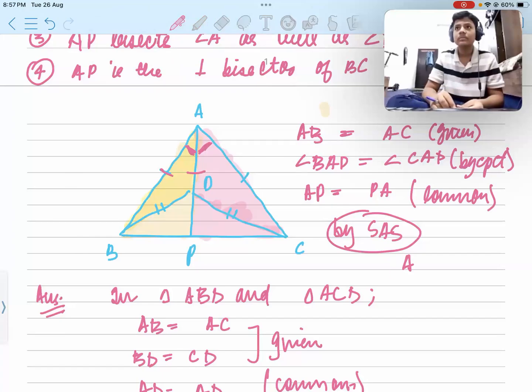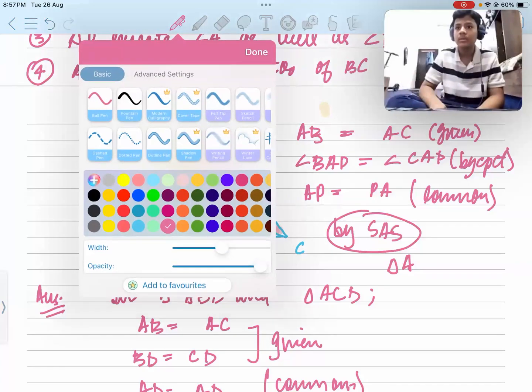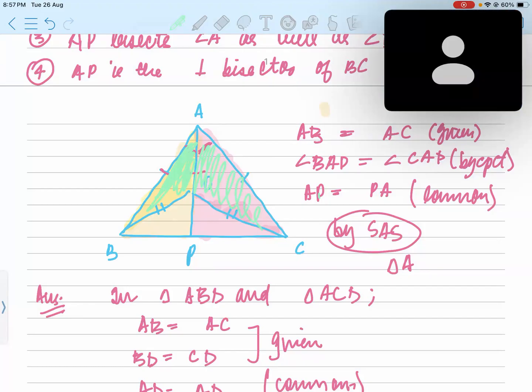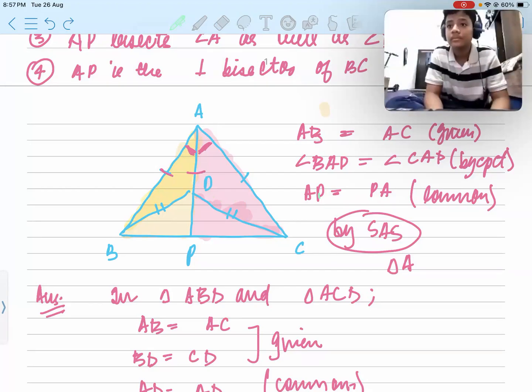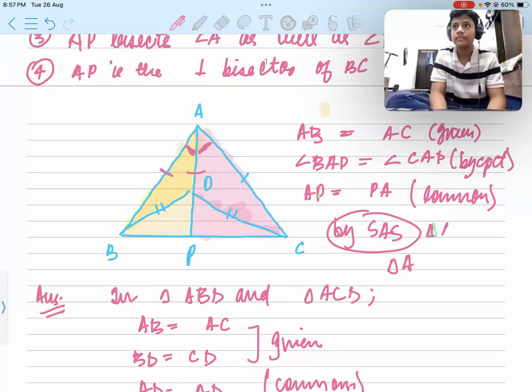Ma'am, how come angle BAD is equal to angle CAP? By CPCT, children. See, we proved that this triangle was congruent to this triangle. So I can say all of their angles and all of their sides are also equal. Right? So that is why those angles are equal to one another. So by SAS congruency, we will have triangle ABP congruent to triangle CAP.